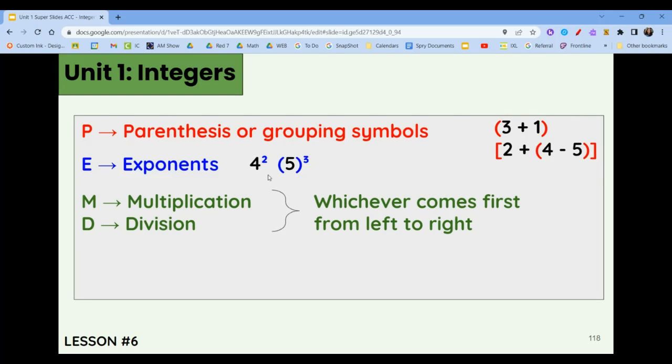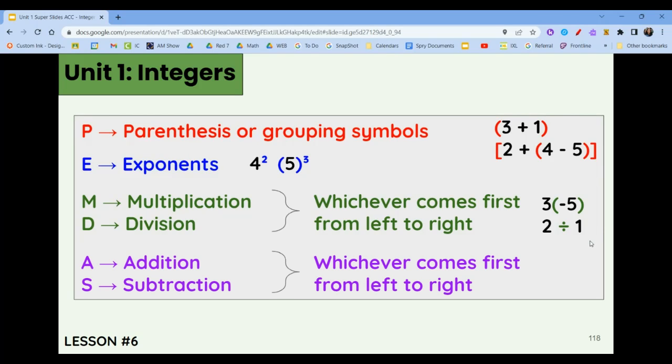Then we have M and D. M and D stand for multiplication or division. Multiplication does not always come before division. They're going to be performed whichever comes first from left to right. So here are some examples of multiplication and division. Then we have addition and subtraction. Addition does not always come before subtraction. It's whichever comes first from left to right.